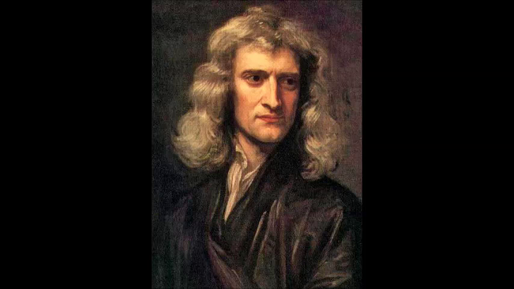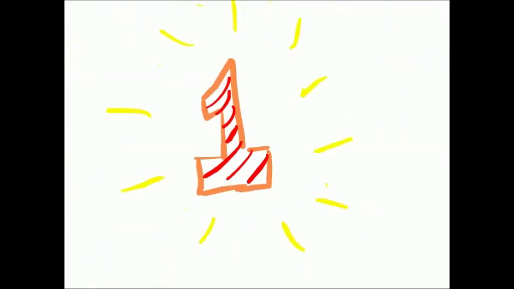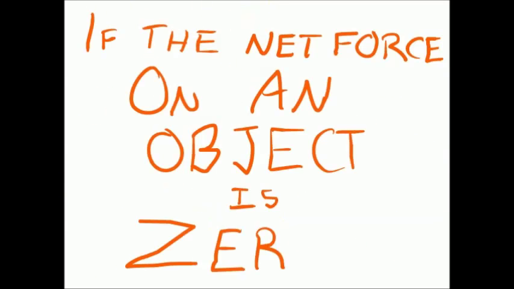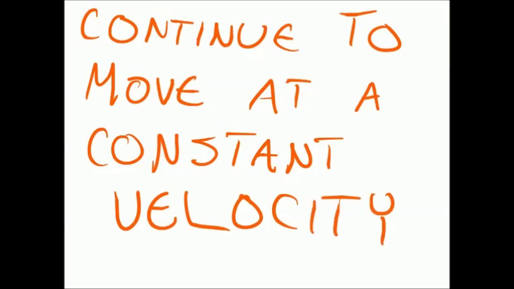Isaac Newton described 3 general rules about how and why things move the way they do. These are called the laws of motion. The first law states that if the net force on an object is 0, the object will remain at rest or continue to move at a constant velocity.